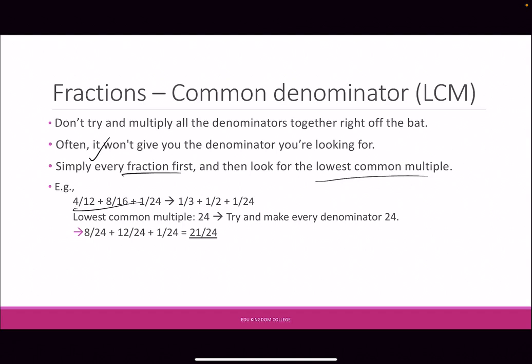There's an example below where I've simplified. 4/12 and 8/16 have turned into 1/3 and a half. 1/24 stayed the same because it's as simple as it gets. Then the lowest common multiple is 24, so that's what we make all our denominators into. To make 1/3 into 24ths, multiply top and bottom by 8. Half is multiplying top and bottom by 12. And then 1/24 stays the same. And there is your answer.